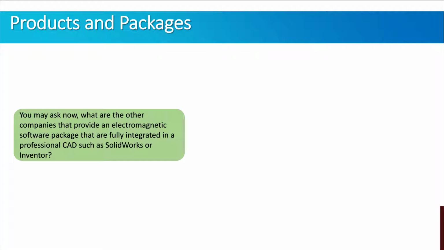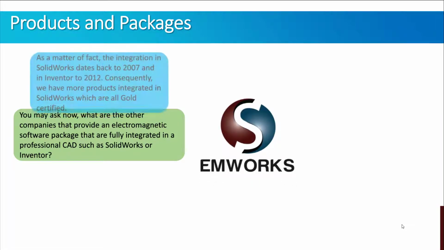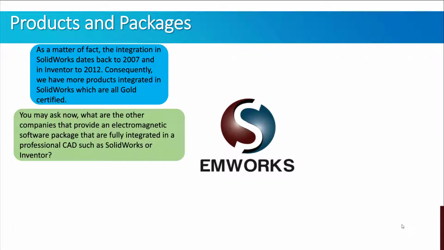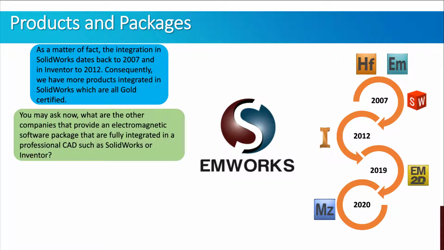You may ask now, what are the other companies that provide an electromagnetic software package that are fully integrated in a professional CAD such as SolidWorks or Inventor? Look no further. EMworks is the first and the only company that provides electromagnetic software as add-in to SolidWorks and Inventor. As a matter of fact, the integration in SolidWorks dates back to 2007 and in Inventor to 2012. Consequently, we have more products integrated in SolidWorks which are all gold certified.